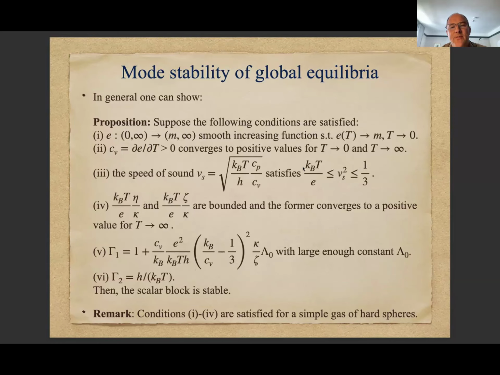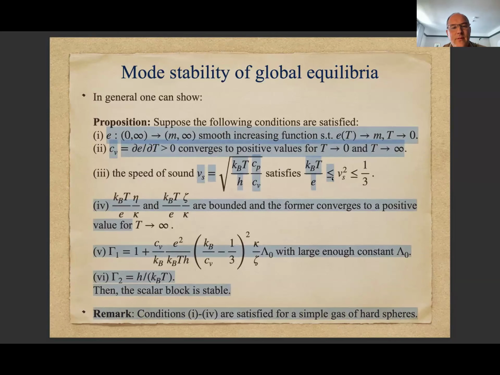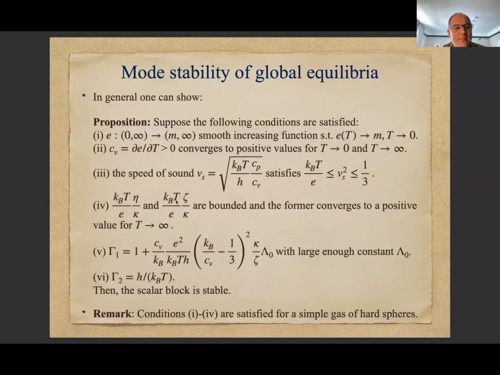The speed of sound should satisfy an inequality. And then there is some requirement on the boundedness of some coefficients. And then the important thing is that gamma 1 should basically be chosen large enough. Remember, gamma 1 we hadn't needed yet for the hyperbolicity, so this was still completely free. If you choose it as 1 plus this complicated expression, where lambda 0 is a constant, you can show that if this constant is large enough, then the scalar block will be stable for all temperatures and all k.